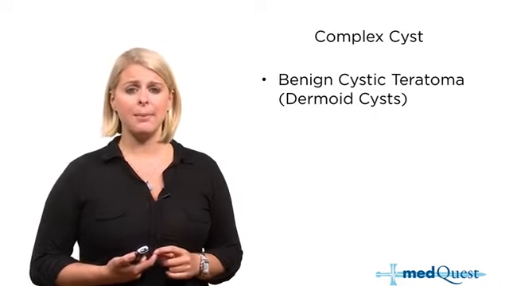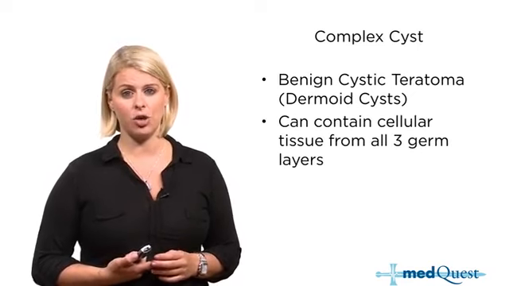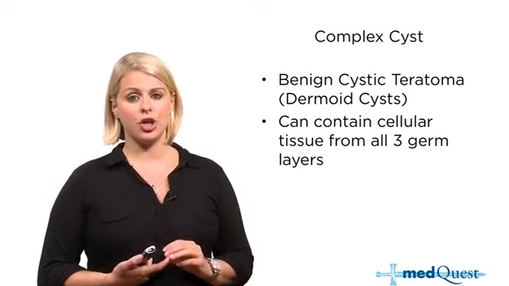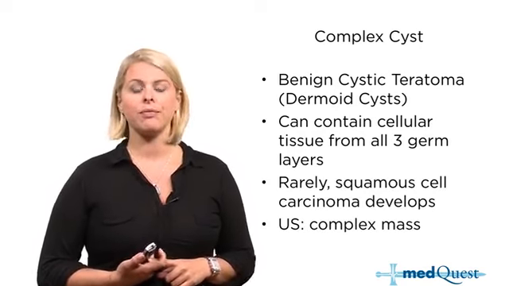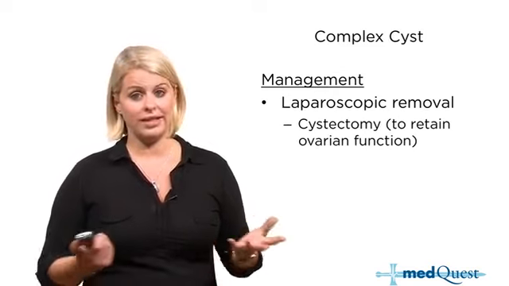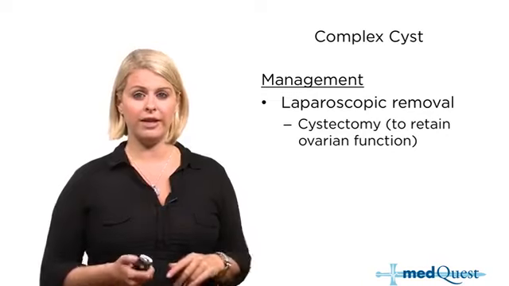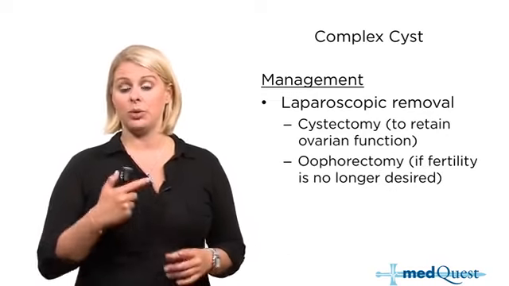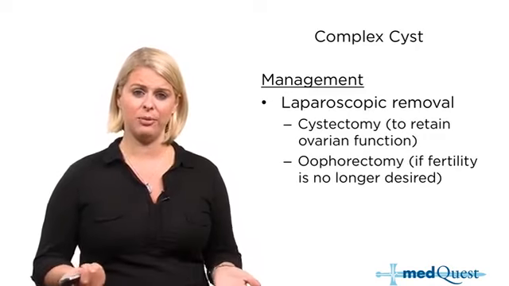Complex cysts. Complex cysts, the benign ones, are also called dermoid cysts or benign cystic teratoma. They contain the 3 germ cell layers. Rarely, squamous cell carcinoma will develop. In ultrasound, you're going to see a complex mass. Management. You're going to have a laparoscopic removal or a cystectomy, which basically removes just the cysts and leaves the ovary the same, or an oophorectomy, which means removal of the ovary if your fertility is no longer desired, such as in postmenopausal women or in women who just don't want to have babies.